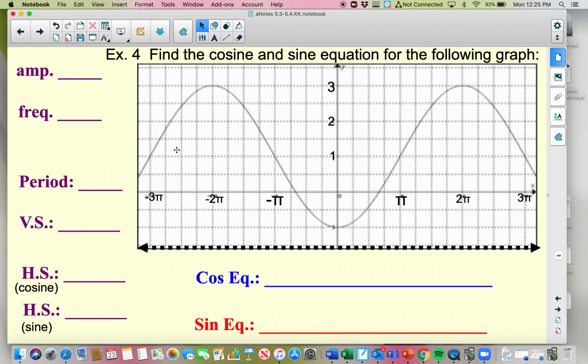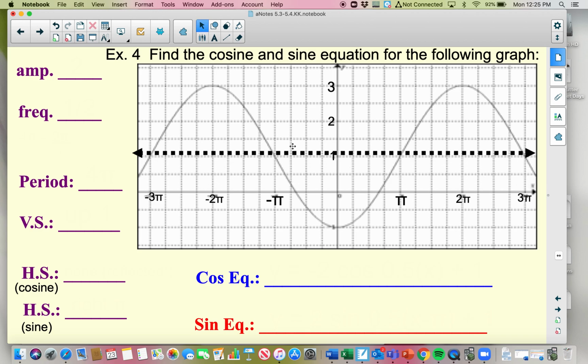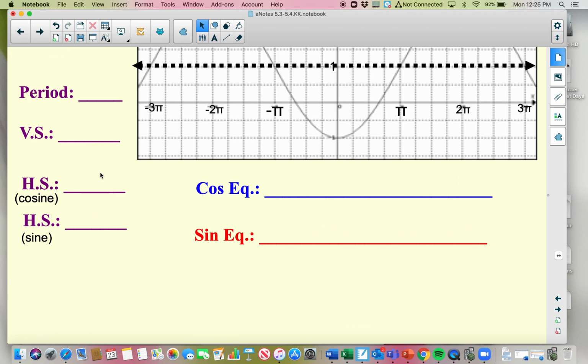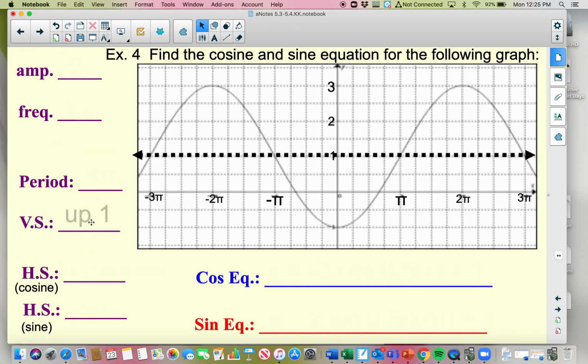Okay, the midline. Maybe you can see the midline. I'll just draw it in there if you can't. So where does this symmetrically cut in half? It cuts in half at y = 1. That has to be the midline, no matter if it's cosine or sine. So some of these things I know are fixed for both of them. For example, the vertical shift, I know is up 1 because that's my midline. And I know that's going to be for both cosine and sine.